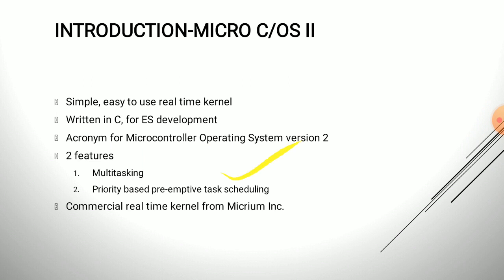The two main features of Micro C OS2 are, first, multitasking, that means it supports multi-threading, and second, priority based preemptive task scheduling. So the task scheduling model used is the priority based preemptive task scheduling model. These are the two features of Micro C OS2. It is a commercial real-time kernel from Micrium Inc., that is, Micrium Incorporated.